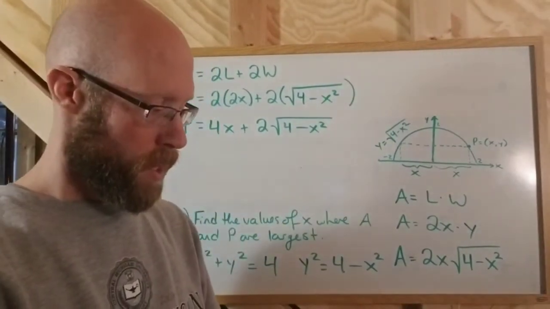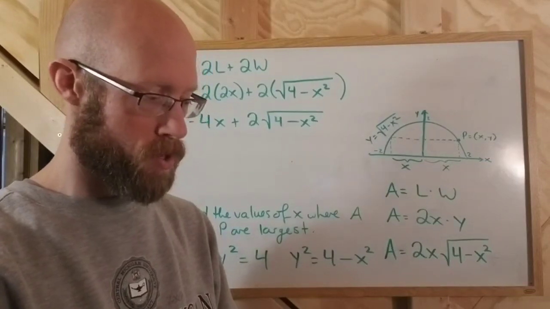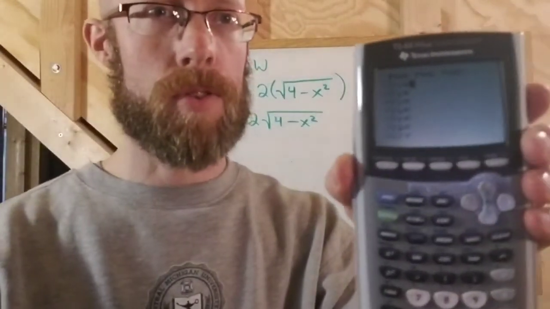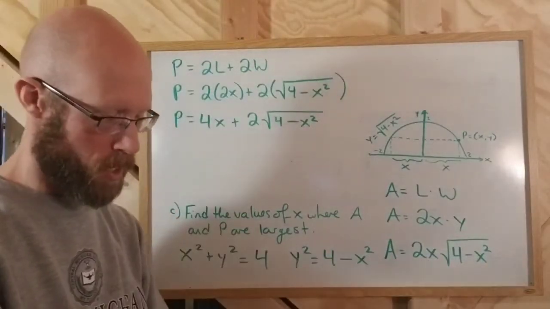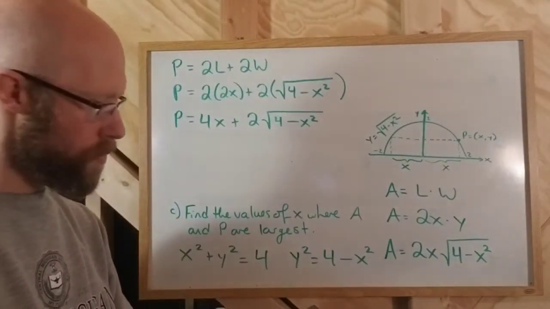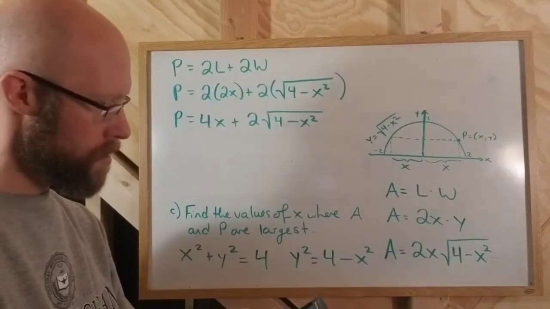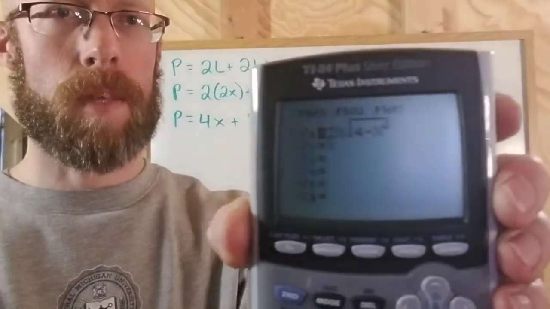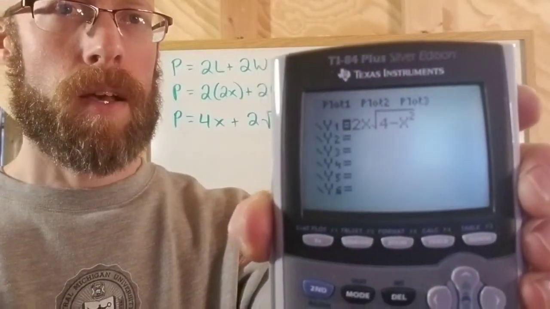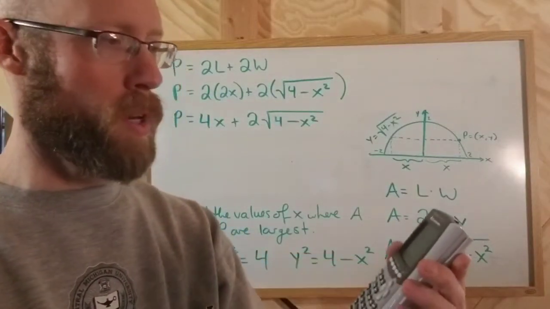So we're going to go to our y equals screen. There's our y equals screen. And I'm going to go with the area first. So I'm going to type this function in, 2x square root of 4 minus x squared. Okay, so it should look something like that. I'm going to go ahead and graph that in the standard window.